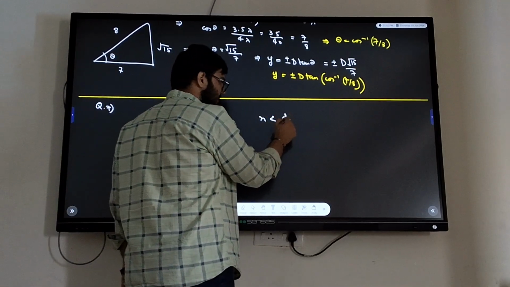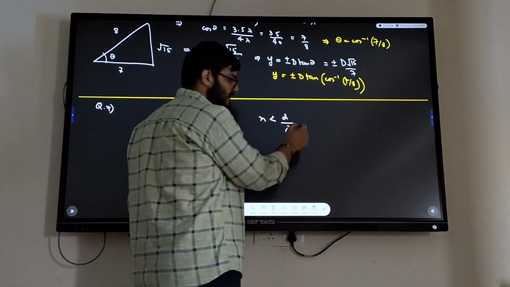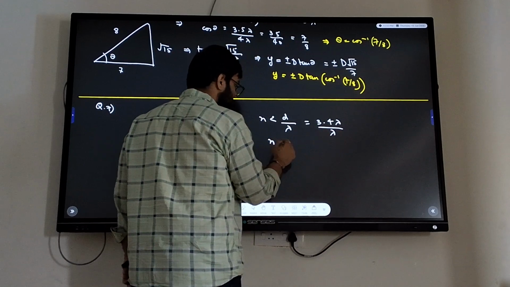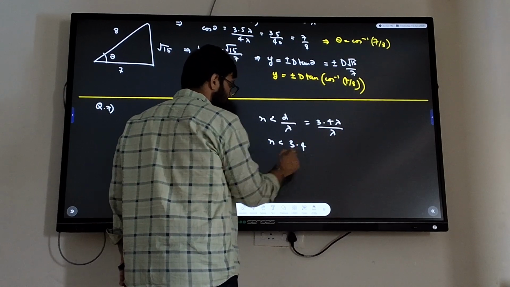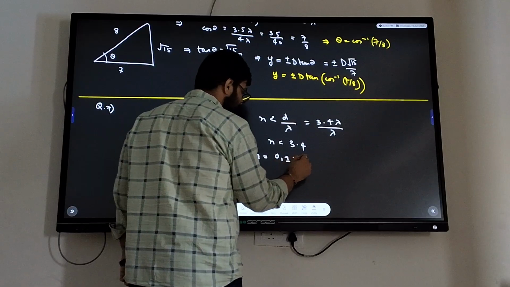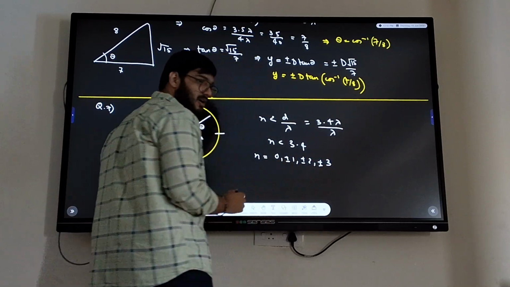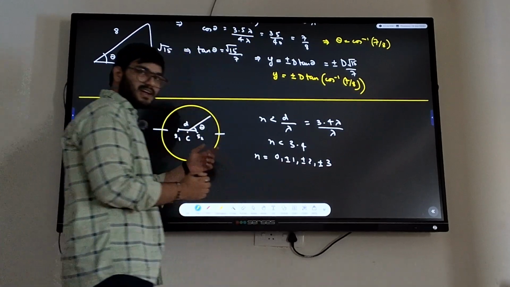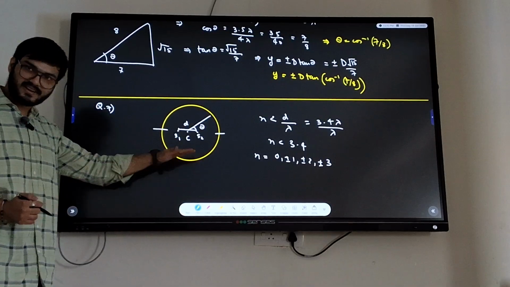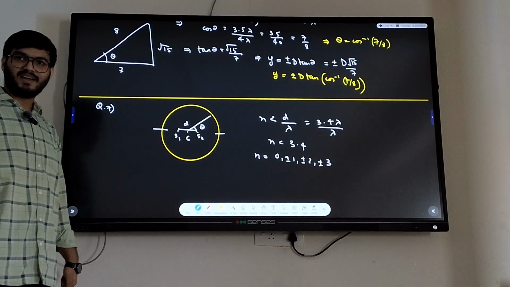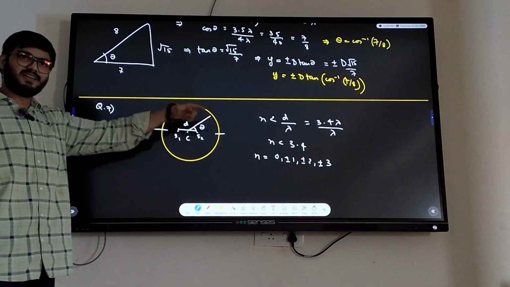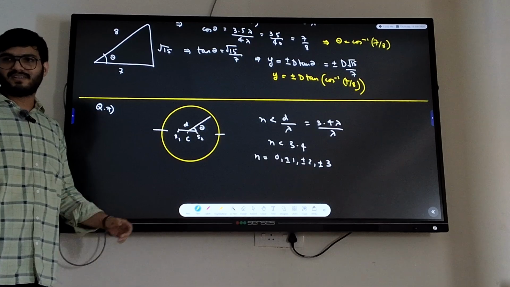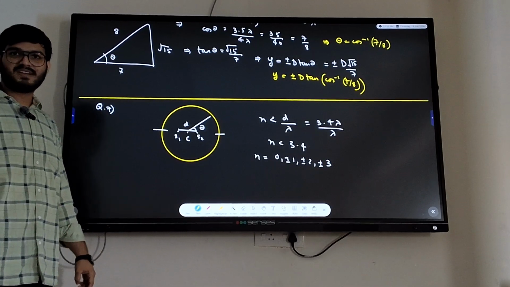So what is the number of maxima? It follows this condition, na? d by lambda. But what is d given to be? 3.4 lambda. So n has to be less than 3.4. So n can take value 0, plus minus 1, plus minus 2, plus minus 3. So how many maximas? 7 maximas. But then aren't maximas created here as well? So if there are 7 maximas in the up, then how many maximas should be on the down? 7 again, and then in total, 14. That's it. It was that simple.